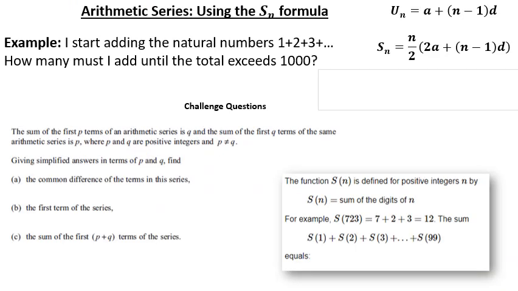And finally, we have a few challenge questions for those of you who'd like to try your hand at these. You can pick any one that takes your fancy and give it a go, see how you get on. And there are also a few questions I would like you to do from exercise 3B, questions 3, 4, 9, and 10.